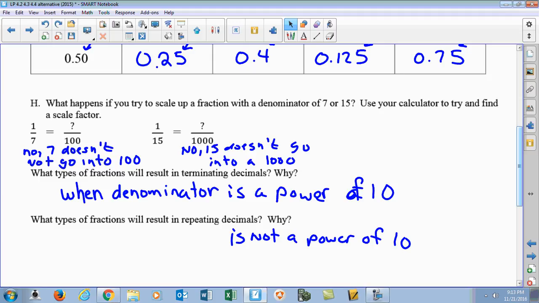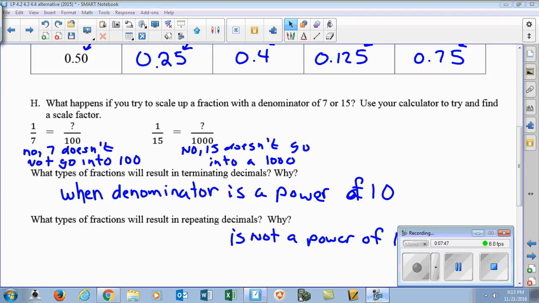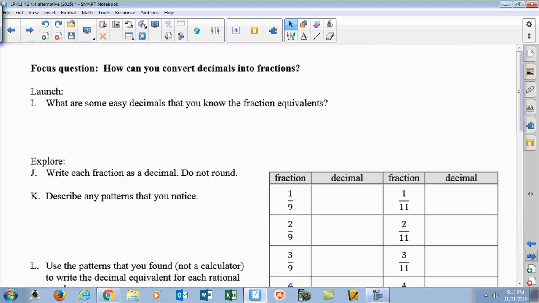All right? So on the back page, we're almost there. Our last focus. Make sure we're recording here. Everything's going smooth. All is good with the world. All right? So now it says, how can you convert decimals into fractions?